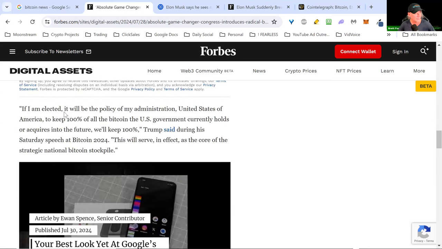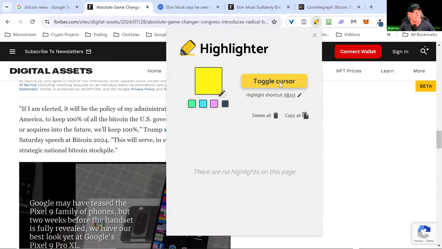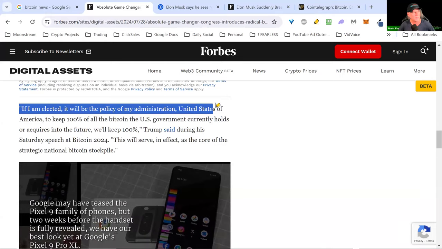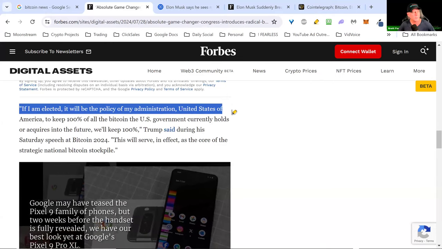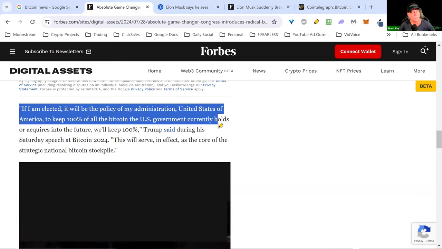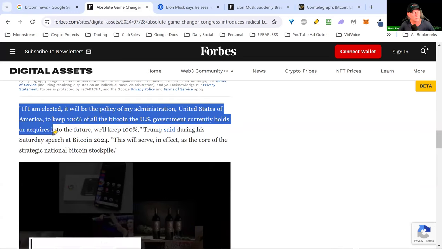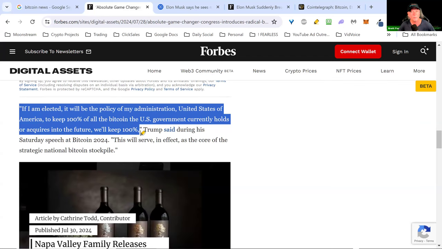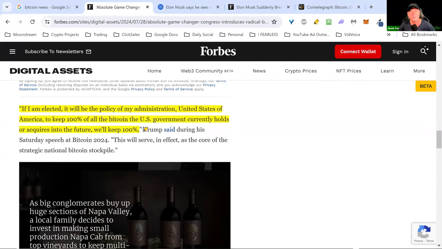Yeah, so this is good. He says, if elected, it will be the policy of my administration, the United States of America, to keep 100% of all the Bitcoin the U.S. government currently holds or acquires in the future. We'll keep it all. I'm not sure if that's good or not.